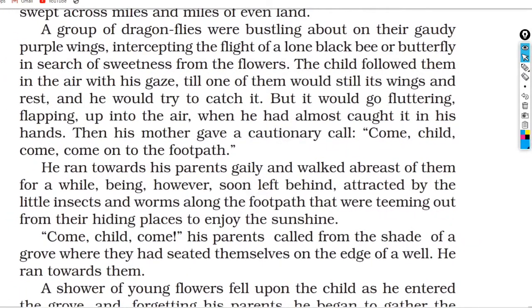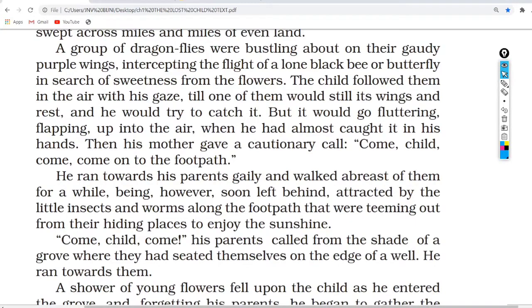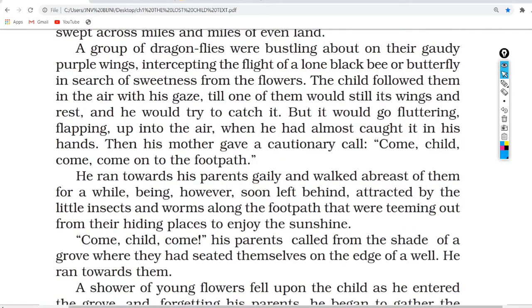A group of dragonflies were bustling about on their gaudy purple wings, intersecting the flight of a lone black bee. Black bee, or butterfly, in search of sweetness from the flower. So this flower having the sweetness, what is that sweetness? This sweetness is called the nectar. You know? Sweetness is called the nectar.